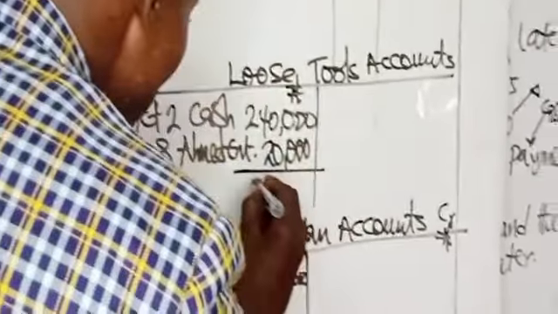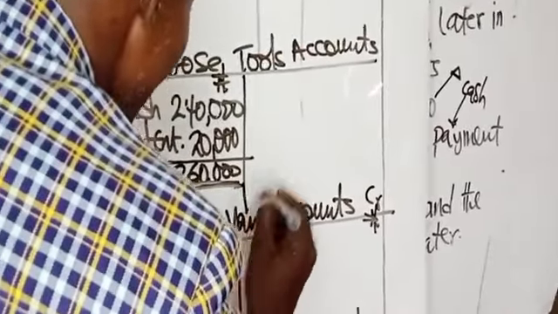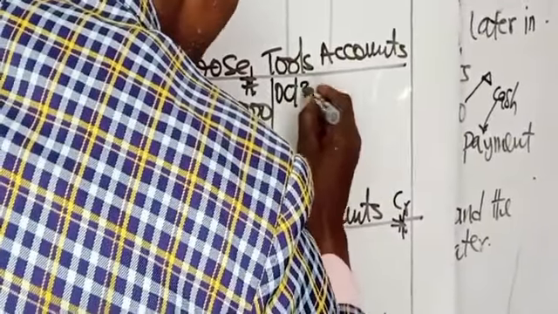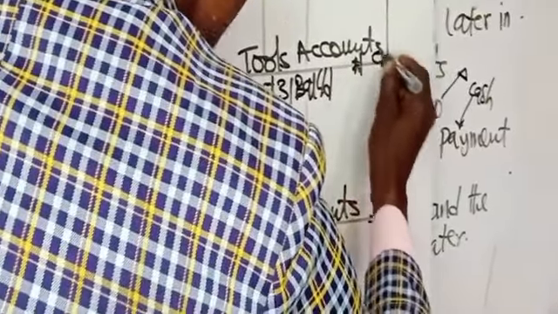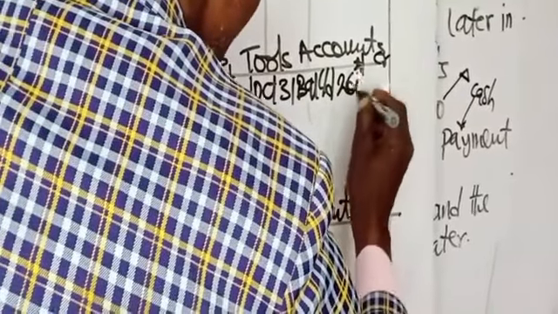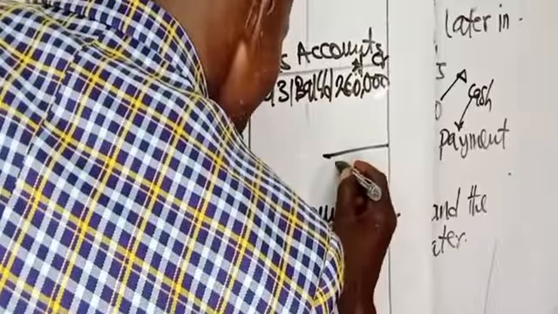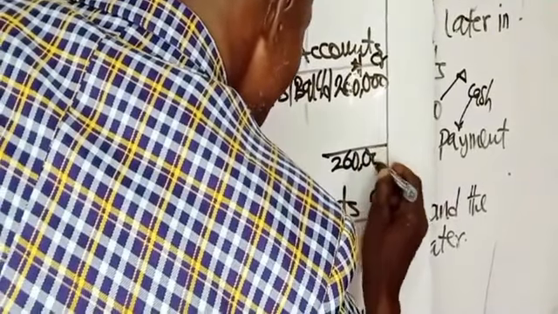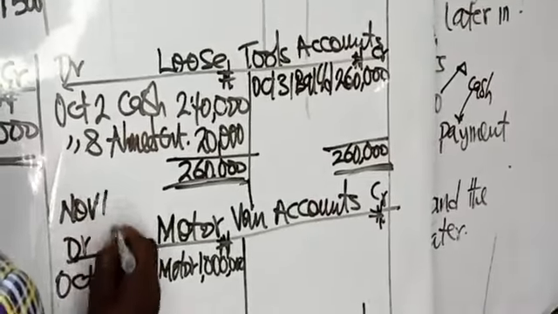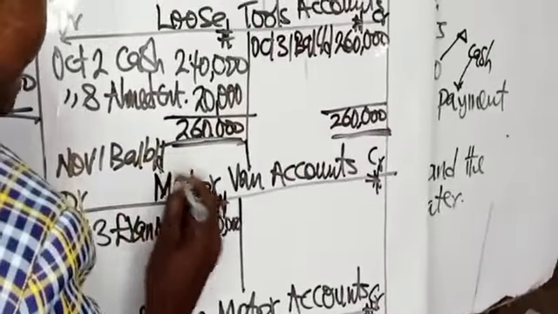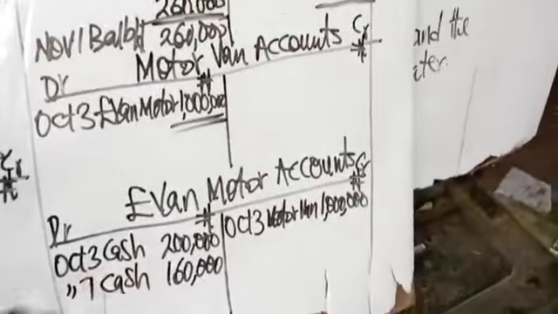Then the loose tools account. If you sum up this, you have 260,000. Then the last day in the month of October, October 31st, balance carried down, 260,000. In the same line with this total here, we are going to have 260,000. After October, you bring it down to the next period, November 1st, balance brought down, 260,000.